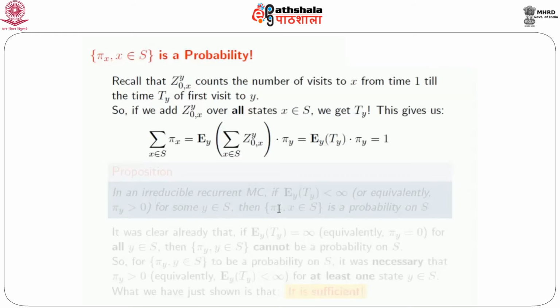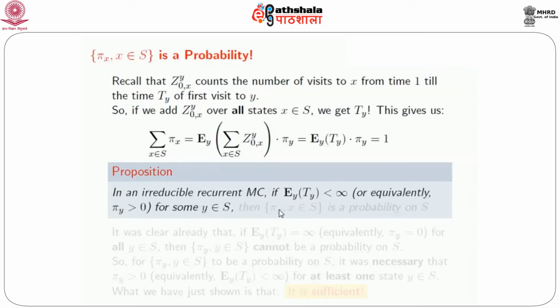We have proved that the summation of pi x, x in S, is 1. So that gives us this proposition immediately, which we have just proved. In an irreducible recurrent Markov chain, if ey ty is finite, equivalently pi y is positive for some y in S, even one y in S, then the numbers pi x, x in S, form a probability.